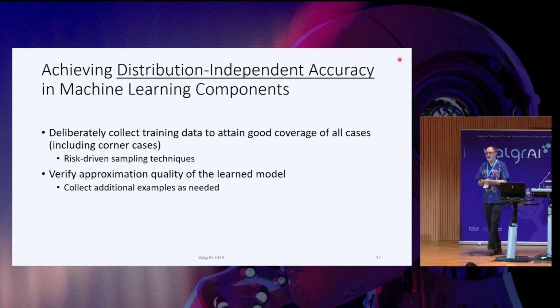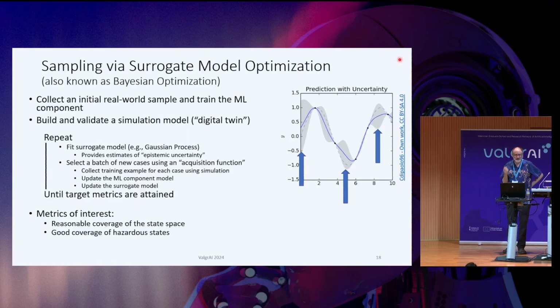The second problem is that we have to somehow verify the approximation quality of our learned models. And possibly to achieve that, we may need to collect additional training examples to fill in holes that we find in the operational domain. There, I have a proposal for an idea that might work, but now that I'm retired, I don't have any students to make it work, so maybe someone here will be interested.